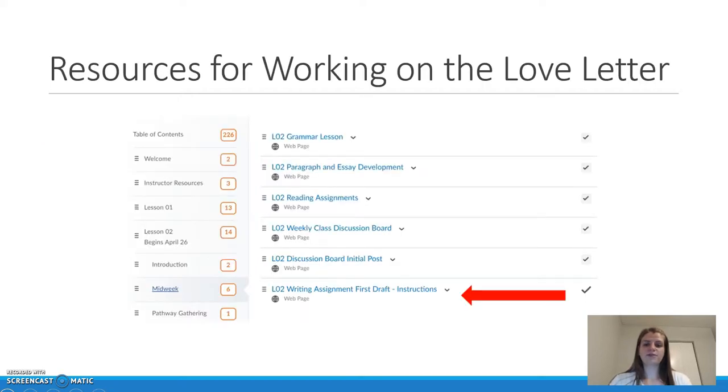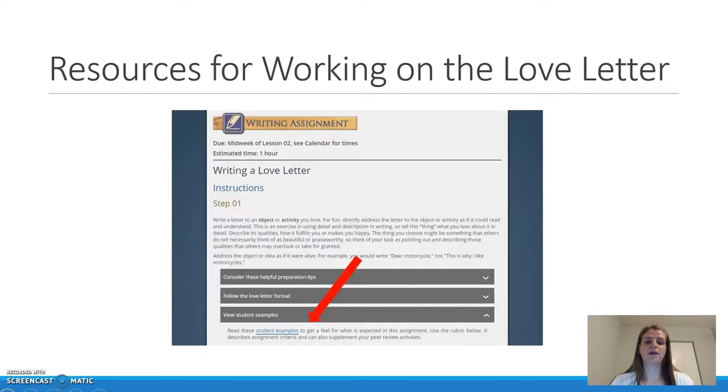Okay, let's talk about resources for working on it. You'll see here I have a picture of our contents tab where you can navigate down and look at everything that we're doing this week. Here is where you can click on this link and it will take you to your instructions for your love letter. So be sure to look here. I have also put tips for you on working on your love letter on the week 2 intro announcement that was posted on Thursday of last week. So if you haven't taken the time to read that, please do so, and that will help you also.